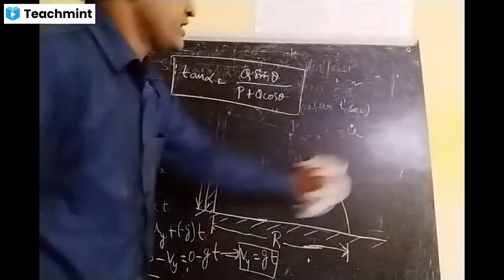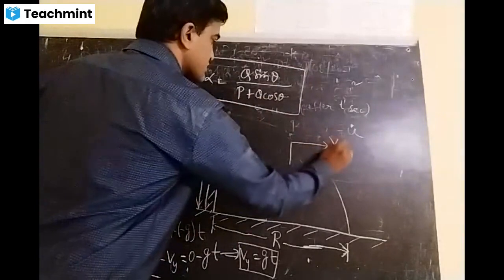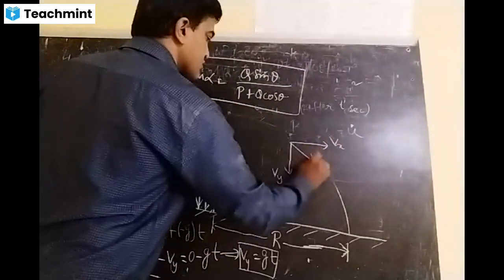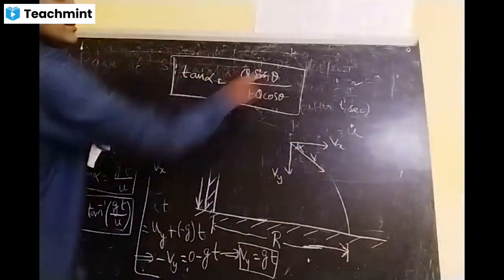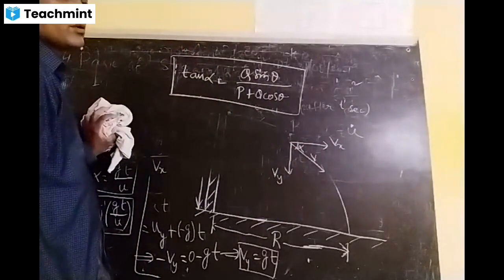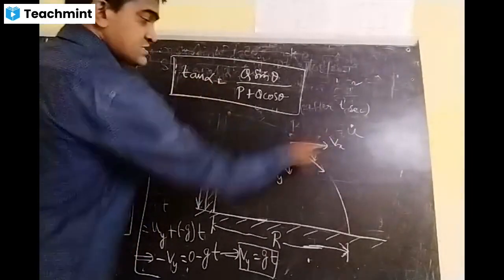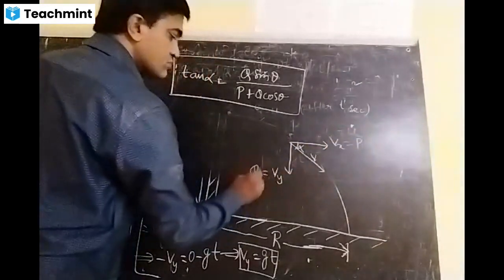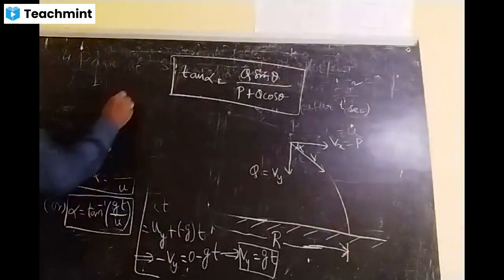Now in this diagram, this is Vx, this one is Vy, and this one is velocity V. Here I have written alpha. Now what is the value of theta? Consider this as P and consider this Vy as Q. What is the angle between P and Q now? 90 degrees, perpendicular.